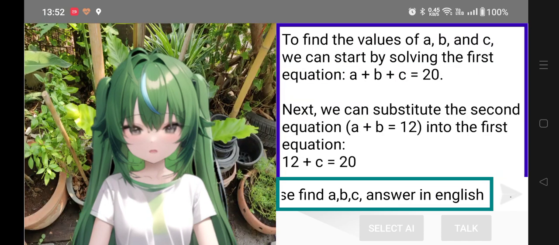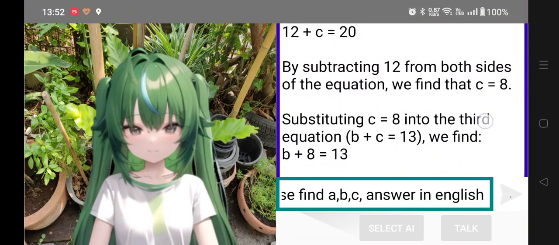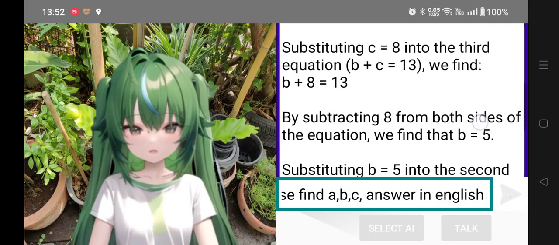Well, to find the values of a, b, and c, we can start by solving the first equation, a plus b plus c equals 20. Next, we can substitute the second equation, a plus b equals 12, into the first equation. 12 plus c equals 20. By subtracting 12 from both sides of the equation, we find that c equals 8. Substituting c equals 8 into the third equation, b plus c equals 13, we find b plus 8 equals 13.